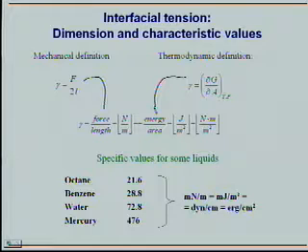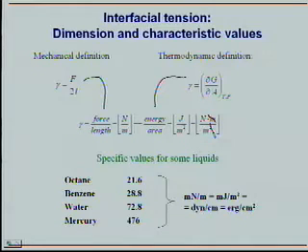Now the energy per unit area is joules per meter squared. Joules, however, is newtons times meter. So you're going to have the meters cancelling here, and you're going to have again the same dimension.